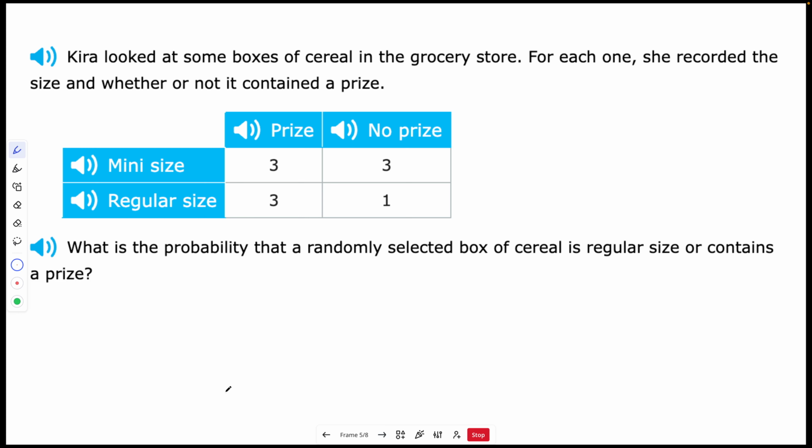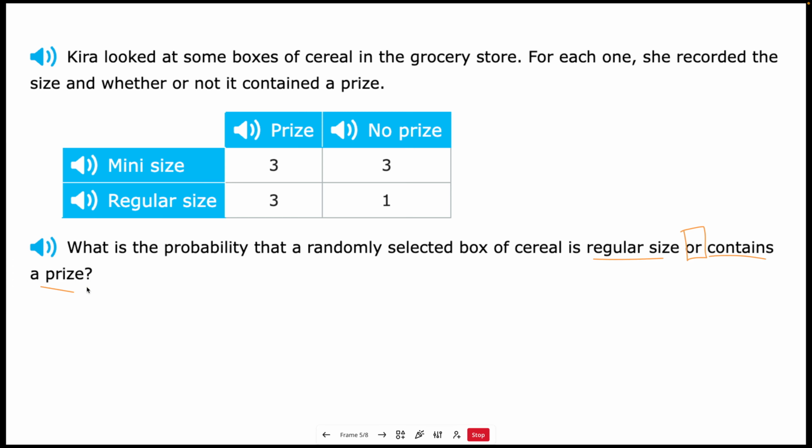All right, new problem here. This says Kira looked at some boxes of cereal in the grocery store. For each one, she recorded the size and whether or not it contained a prize. All right, and then it says, what is the probability that a randomly selected box of cereal is regular size, or, that's a new word there, contains a prize?